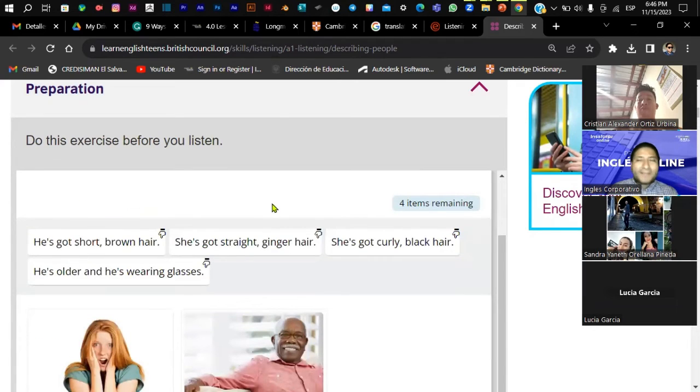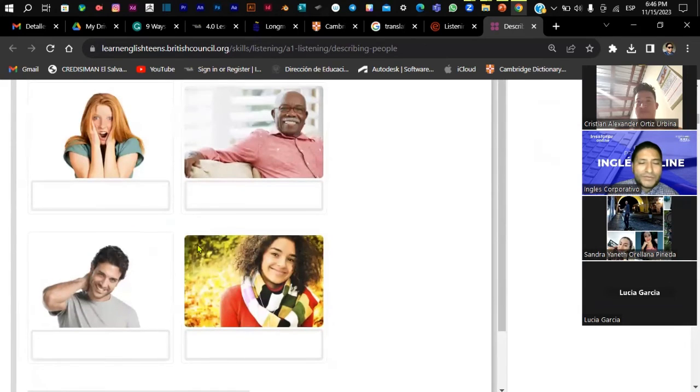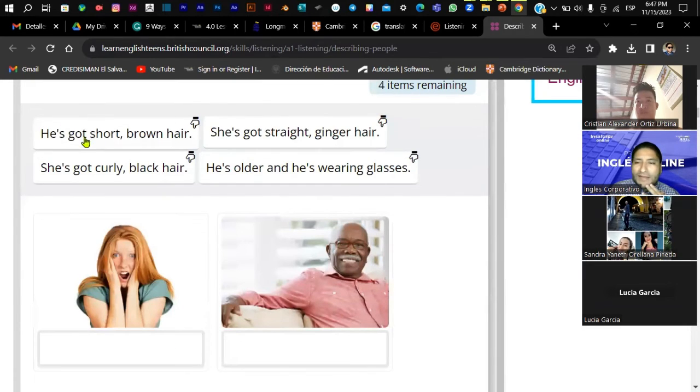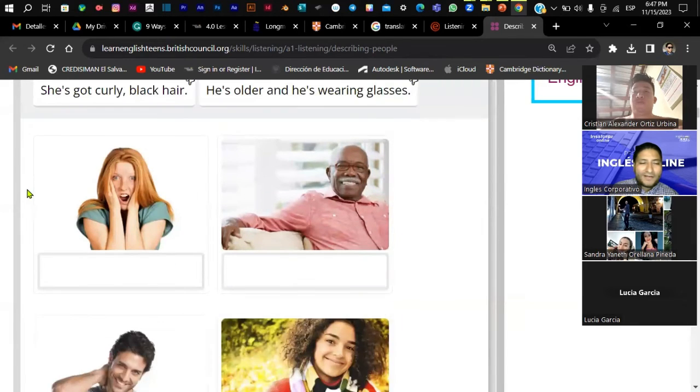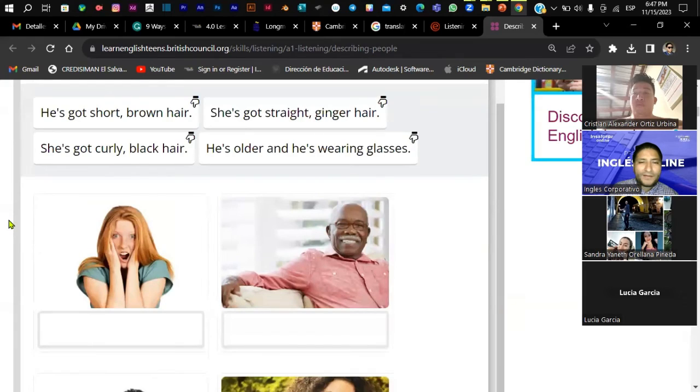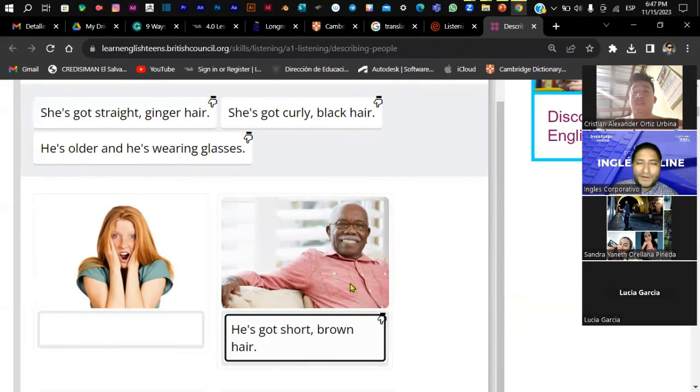Okay, we have several descriptions and we have some pictures about those people. What is the first description, Sandra? Short brown hair. He's got or he has. That is the same. Es lo mismo. He's got, es como decir, he has. Okay, what is the picture? Picture 1, 2, 3, or 4. She's got brown hair. And he's got... Number two, picture two. Señor, para el señor.